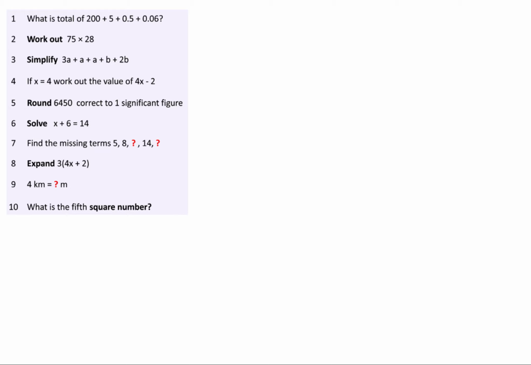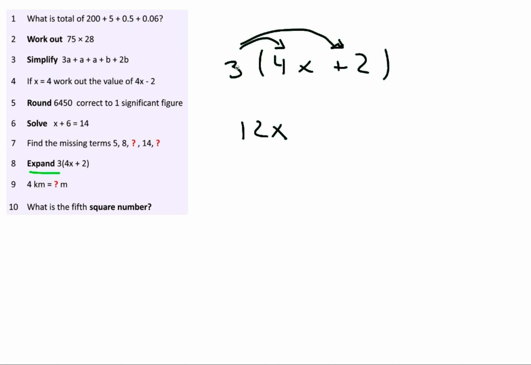Question number 8. It says expand. Okay, expand means get rid of the brackets. How? Multiplying out. We've got two ways. Remember, when we've got a number in front of a bracket, it means times. We can just multiply. So 3 lots of 4x is 12x, and 3 lots of 2 is 6. Okay, this is one way.